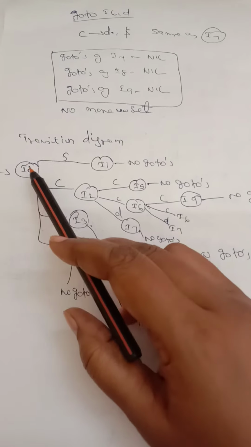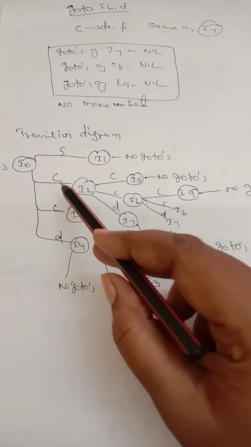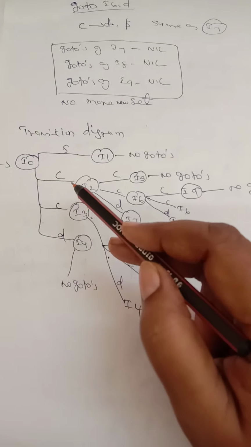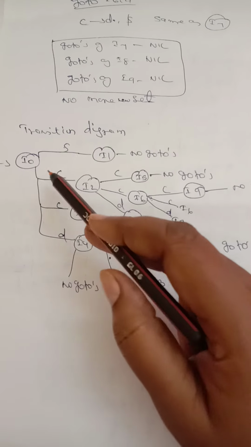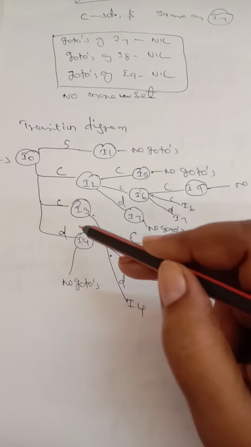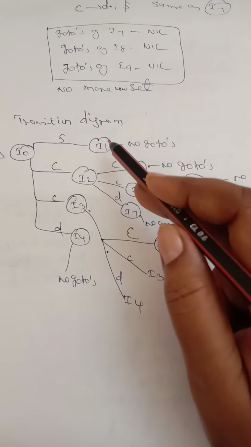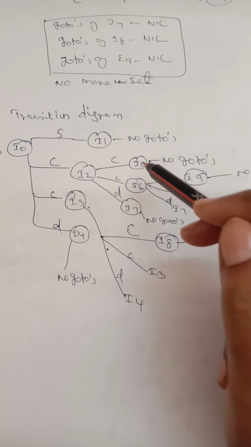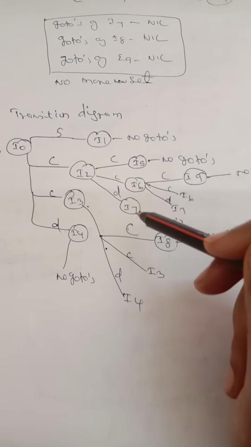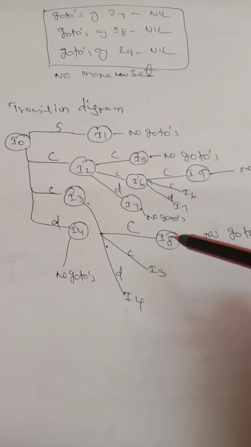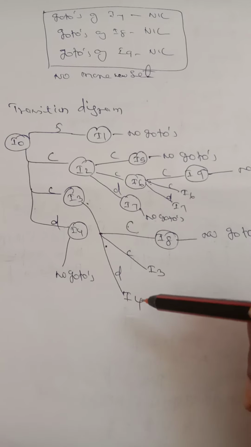Initially for I0 we apply S, C, c, d. I0 comma S means I1. I0 comma capital C means I2. I0 comma small c yields the state I3. I0 comma D yields I4. I1 has no gotos. In I2 we applied these three, and we got I5, I6, I7. In I3 we applied capital C, small c, small d, and we got I8, I3, I4.